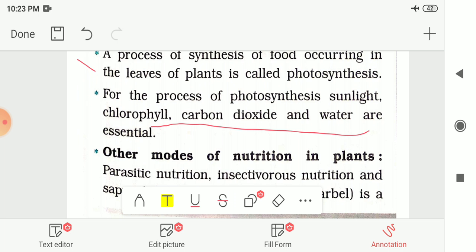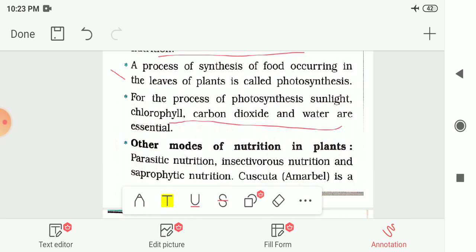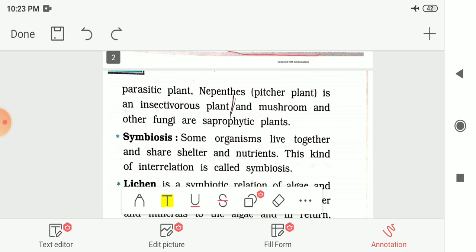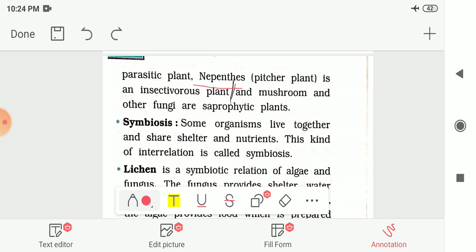And then after we had seen some other methods of nutrition in plants. So there are parasitic nutrition, insectivorous nutrition and saprotrophic nutrition. In that first one we had seen Cuscuta or amarbel is a parasitic plant which depends on other plants. So this kind of nutrition is known as the parasitic nutrition. Then we had seen Nepenthes or pitcher plant is an insectivorous plant and it feeds on insects. So this kind of nutrition is known as the insectivorous nutrition.